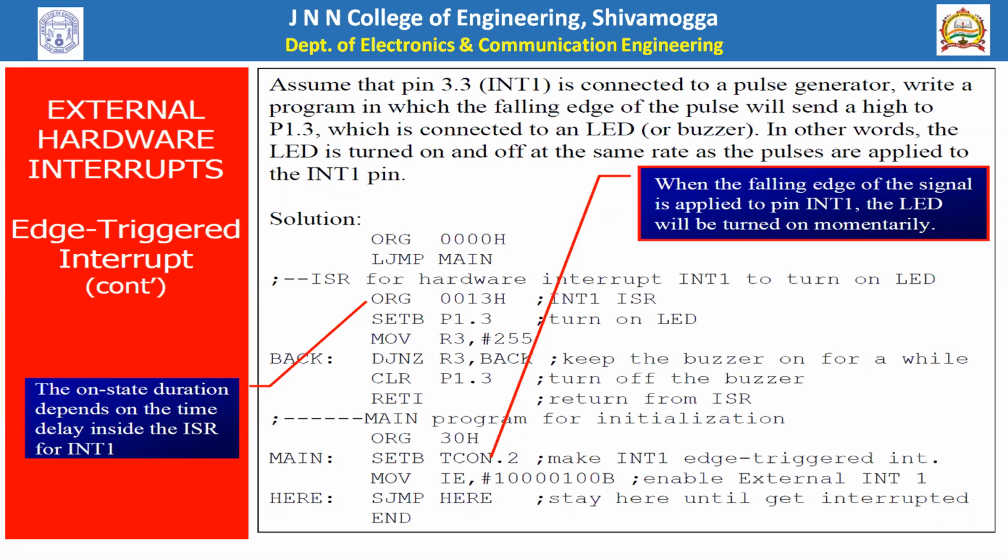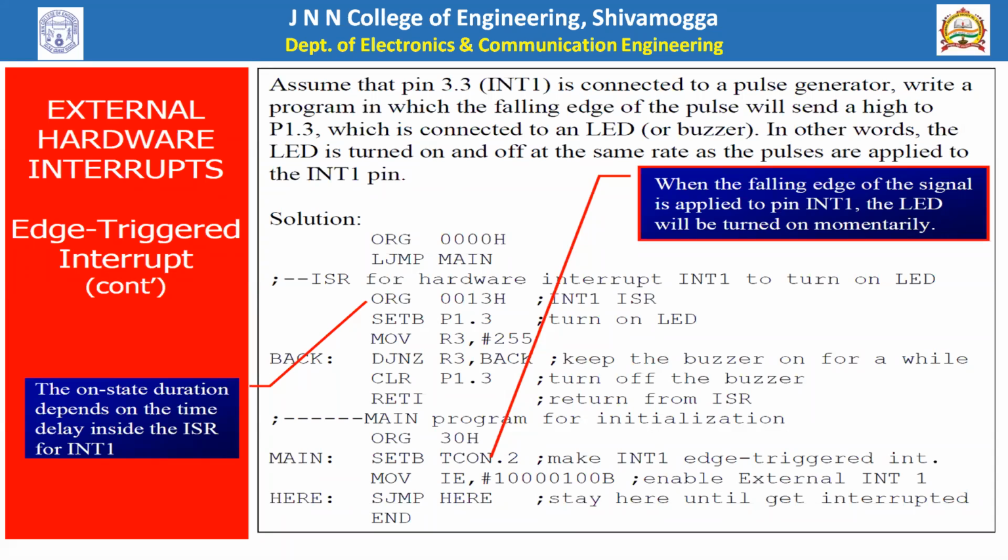So just using an edge triggered interrupt, you are generating a pulse. You are writing an ISR for hardware interrupt INT1 to turn on the LED. You know that the starting address of the ISR for INT1 is always 0013.